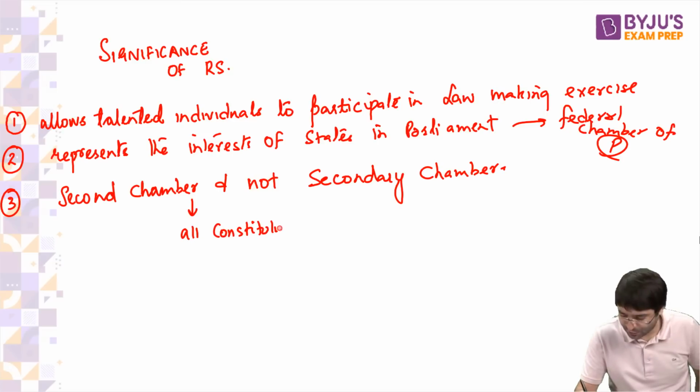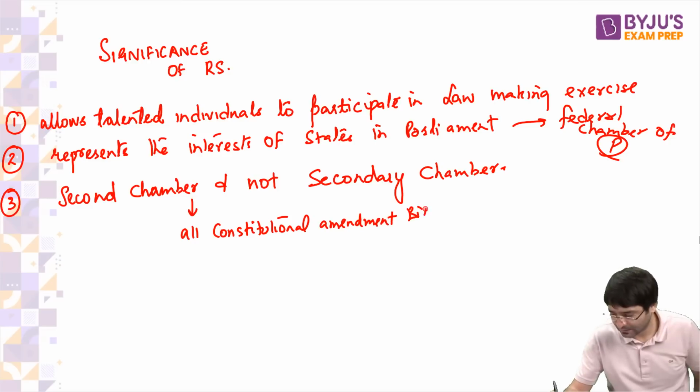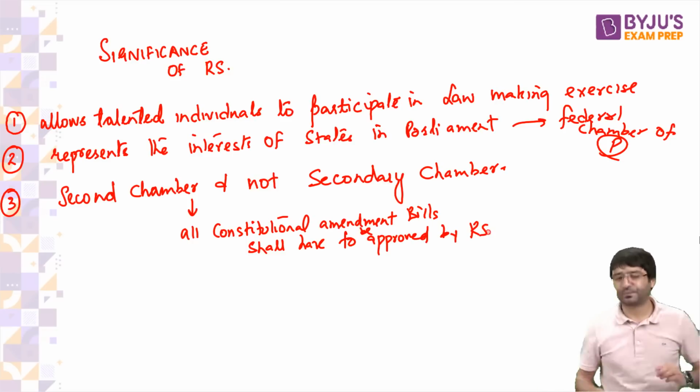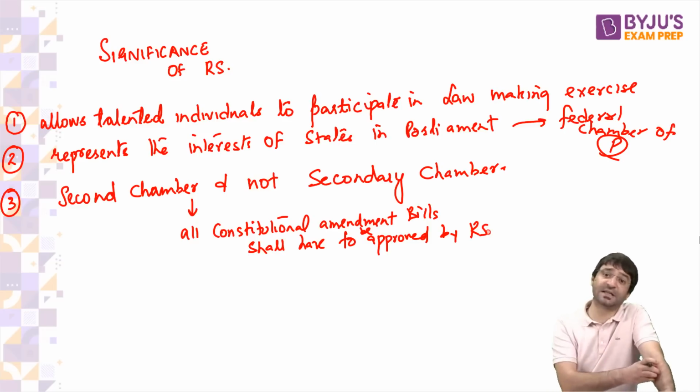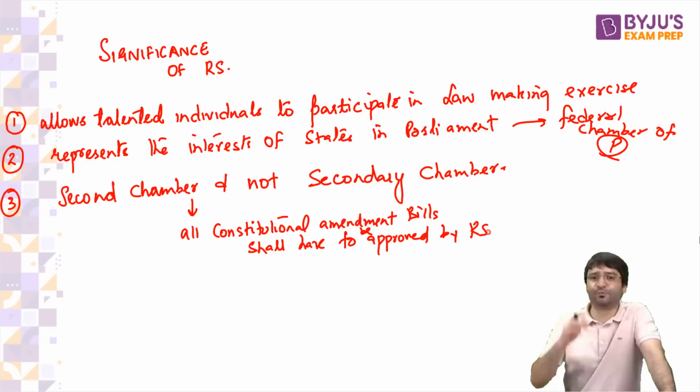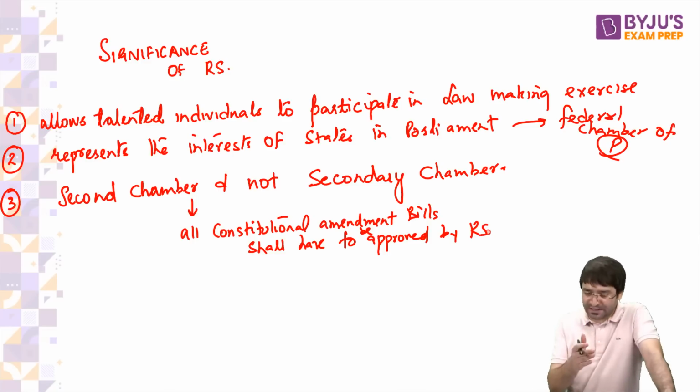All constitutional amendment bills shall have to be approved by Rajya Sabha separately. Because a constitutional amendment bill, once it is passed by both houses of the parliament separately, then it can be sent to president for signature. That means Rajya Sabha and Lok Sabha, they have an equal role.